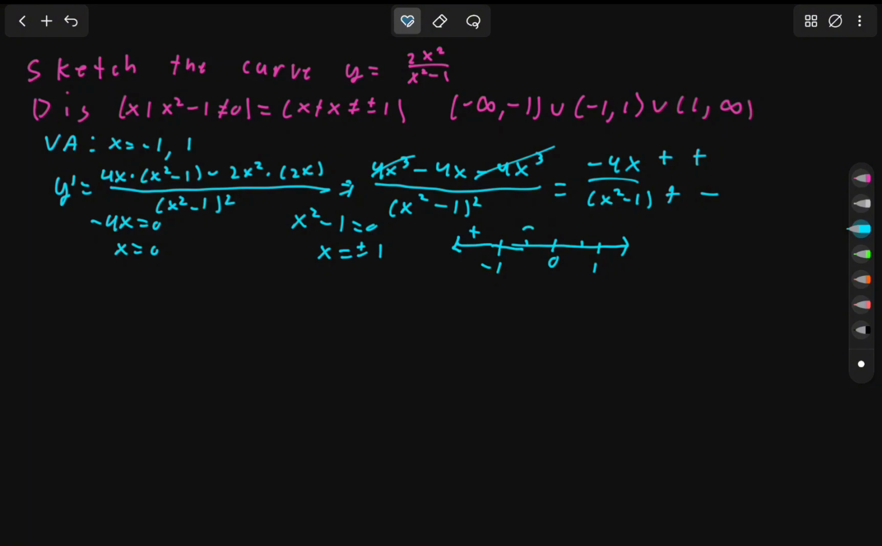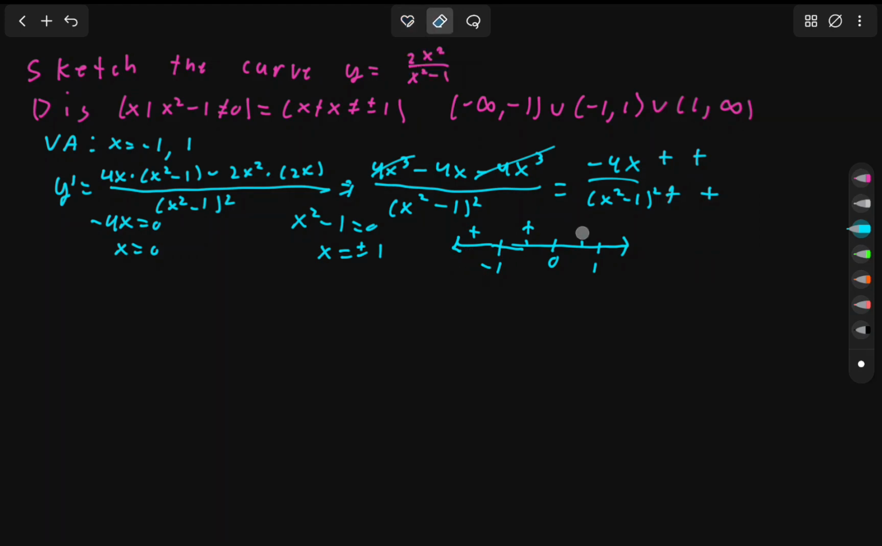Now what you'll see is, interestingly enough, because we know that this is an even function, sorry, I realize I've made a small mistake here, but this denominator is always going to be positive because we're squaring it. So we get this interval where x is going to be increasing.